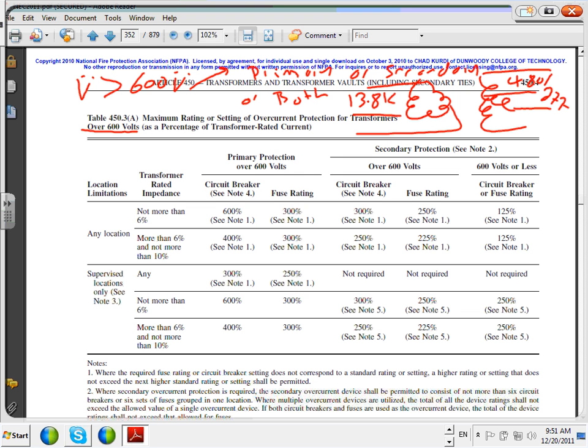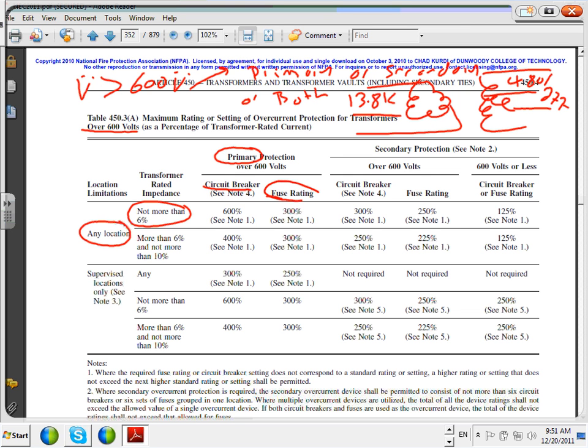Now, how do you use this table? The most important thing is the primary. If the primary is over 600 volt, then your default is always any location. I'm highlighting the default, by the way. Always any location. This is also your default: the impedance is 6% or less, unless you know otherwise. That's a default. And you have the option of having a circuit breaker or a fuse.